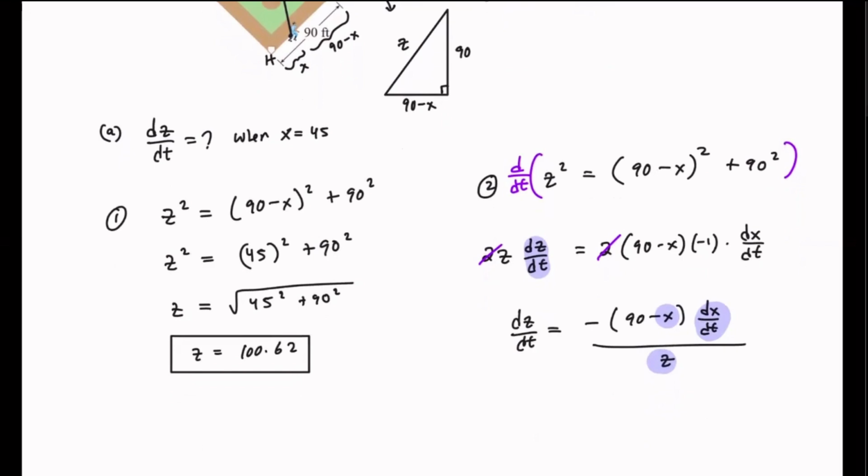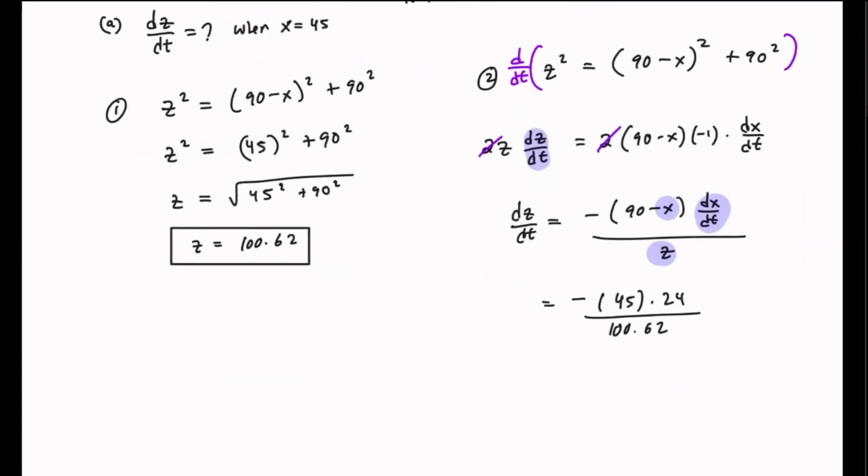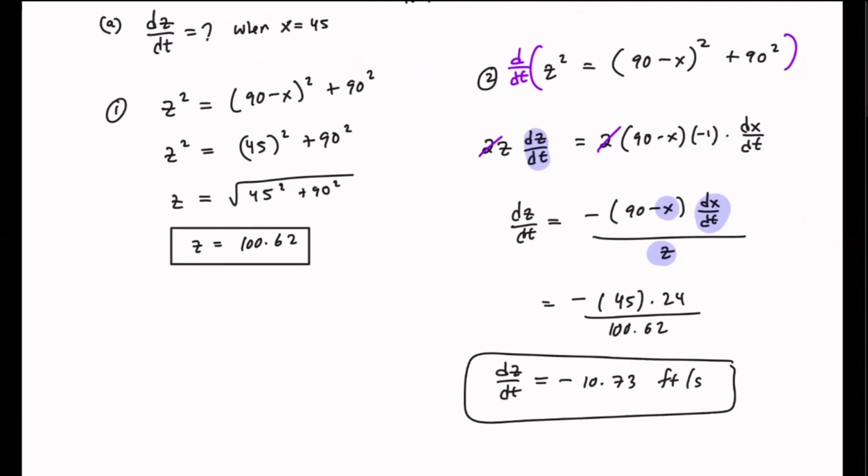So our rate dz/dt is simply negative 45, because 90 minus 45, times dx/dt, that was 24. So put 24 here and divide that by 100.62. All right, so that's going to give us our rate dz/dt equal to negative 10.73 feet per second. Of course it's negative because it's decreasing. So that's the interpretation: at what rate is it decreasing? 10.73. Okay, so that's the first part of the question.